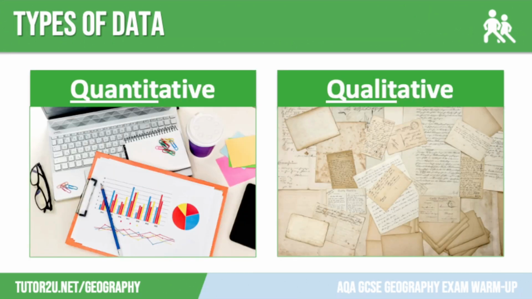A good place to start our recap is by reminding ourselves of the different types of data available to us. When planning a fieldwork inquiry, you need to think about what type of data will be the most useful to answer the inquiry question or prove or disprove the hypothesis. Data can be divided into 2 groups, quantitative data and qualitative data.